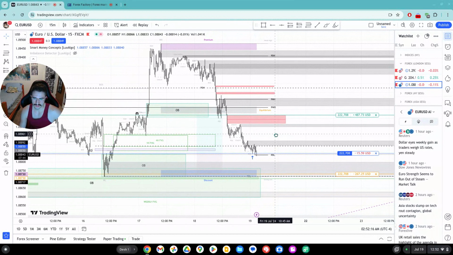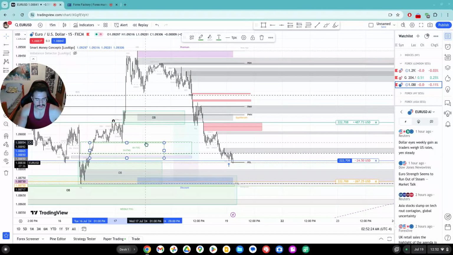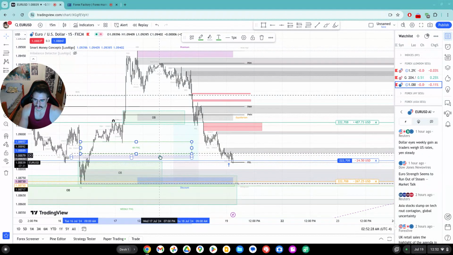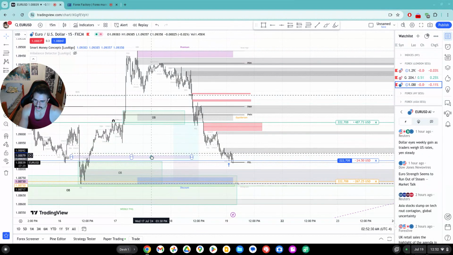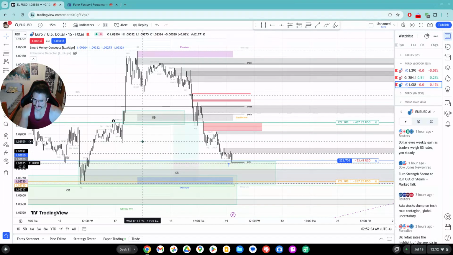But yeah, look, it's hunting all these fair value gaps now. It's taking all of this, so this we can actually get rid of. It's tapped into the BPR as well, taking that. And now, yeah, we've tapped into the order block here.